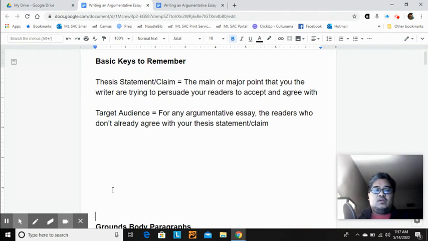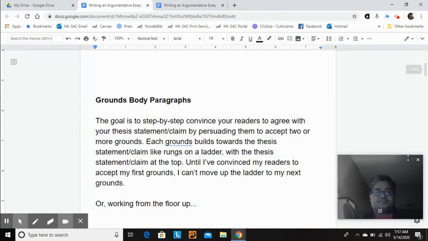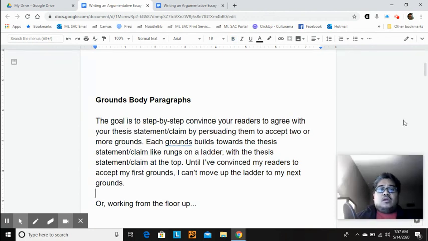Let's talk about grounds body paragraphs. In terms of writing grounds body paragraphs, the goal is to step-by-step convince your readers to agree with your thesis statement or claim by persuading them to accept 2 or more grounds. Each grounds that you present and each grounds paragraph that you present should build towards the thesis statement or claim that you're making, like rungs on a ladder, with the thesis statement or claim at the top. That's why it's in your introduction paragraph, right? It's at the top of the ladder. It's at the top of the essay.